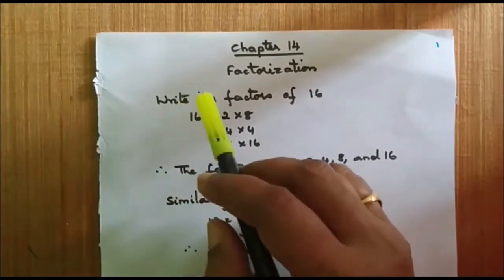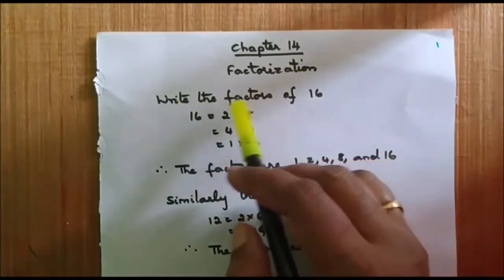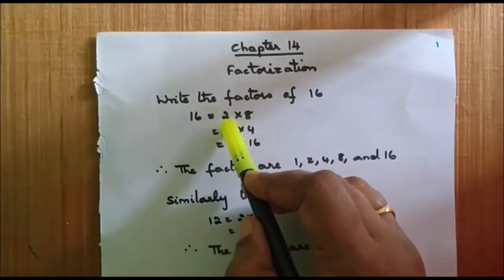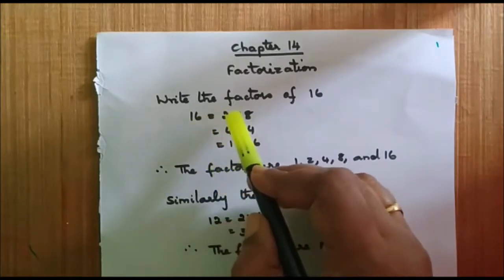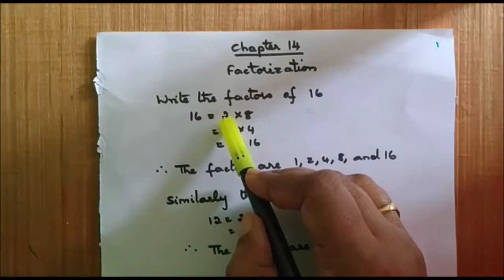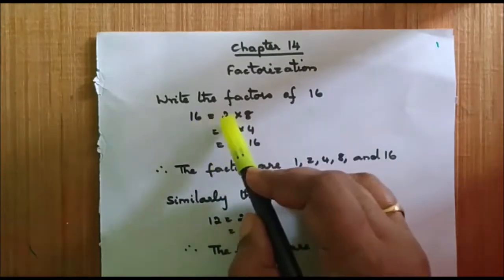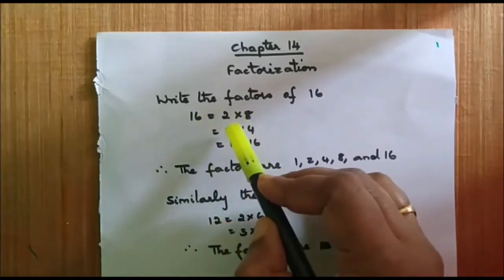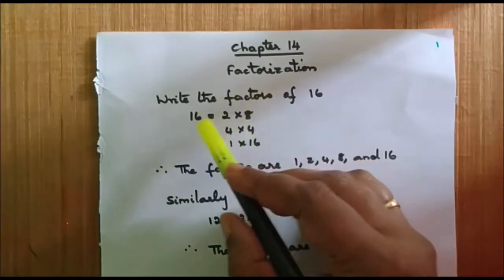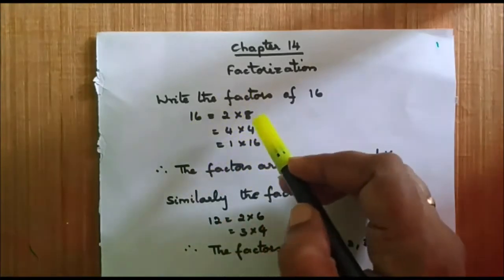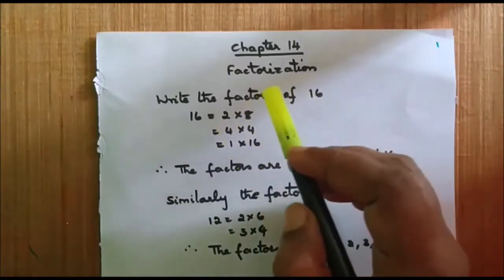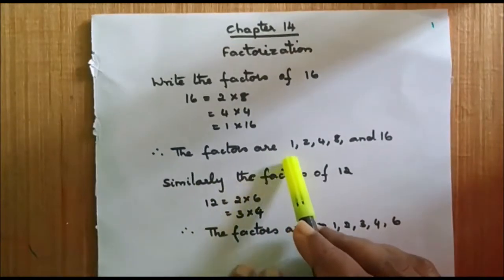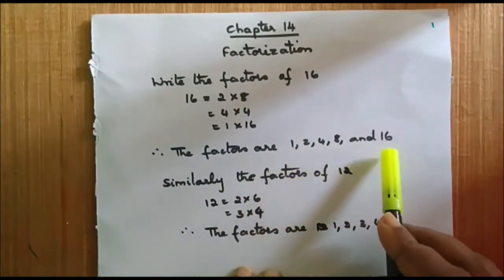Okay, now write the factors of 16. When I'm asked to write the factors of 16, I should see in which numbers' table 16 comes. 16 comes in the 2 times table: 2 into 8 is 16. Similarly, 16 comes in the 4 times table: 4 into 4 is 16. And 16 comes in the 16 times table, that is 16 into 1 is 16. So all these are the factors of 16. The factors of 16 are 1, 2, 4, 8 and 16.